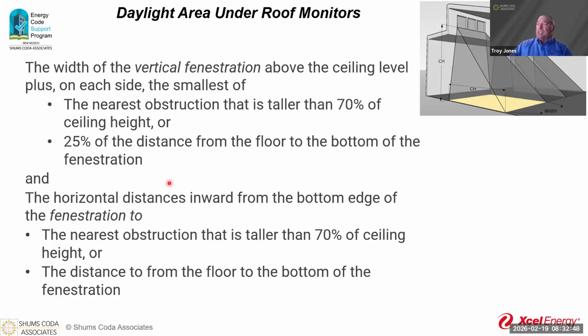The horizontal distances are inward from the bottom edge of the fenestration to the nearest obstruction that is taller than 70% of the ceiling height, or the distance from the floor to the bottom of the fenestration. So again, if we had a wall in here that was over 70% tall, our daylight zone would go to that. With the depth of this not having that, then we're going to go the full depth from the distance of the floor to the bottom of the fenestration. That's going to come out here and give us those top lit zones.